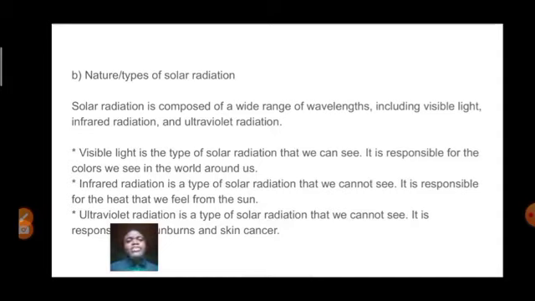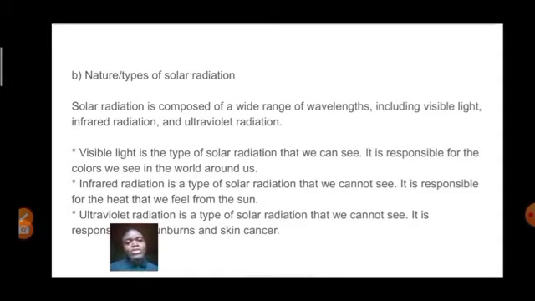Then we have infrared radiation. This is a type of solar radiation that we cannot see. It is responsible for the heat that we feel from the sun. So we only feel it. So infrared radiation is only perceived. Yes, the sensible heat that we feel, that is what is known as the infrared radiation from the sun.